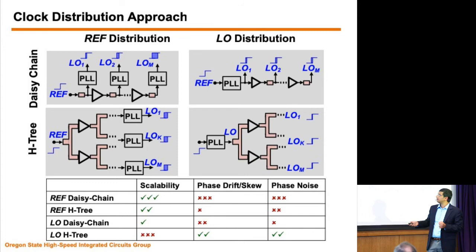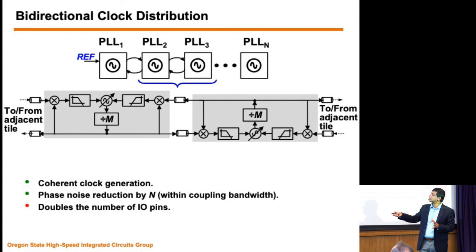Or I could also actually do this instead of distributing the reference, I could actually generate a single LO and distribute it to all the elements. So I have all these trade-offs, but this really represents the simplest way of distributing the signal for me. I would like to be able to distribute a reference and still not have to pay this phase noise penalty. So what we proposed was a dual input PLL scheme. So first think about a PLL that has two inputs.